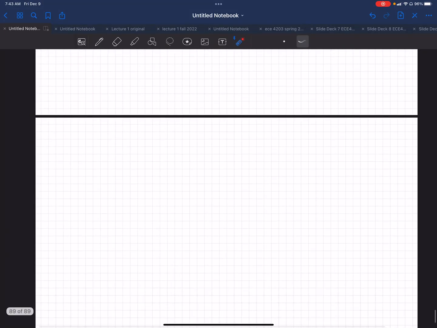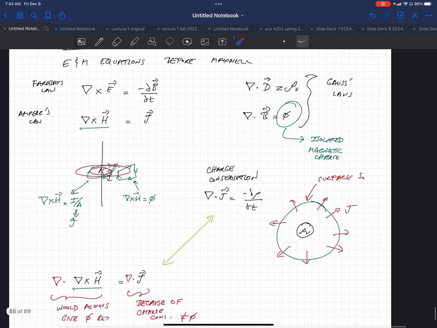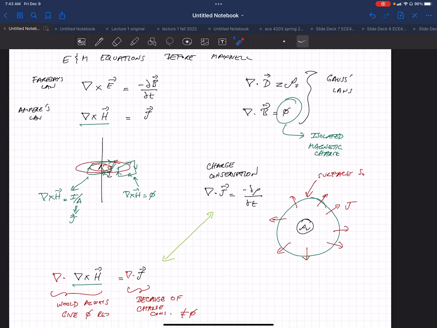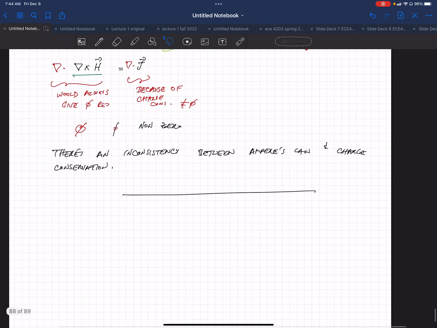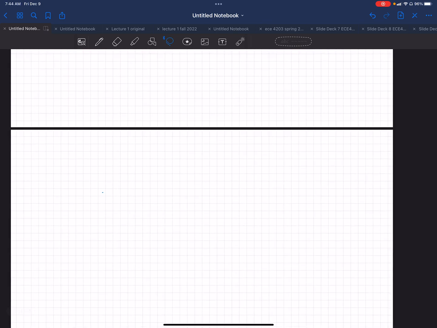All right. So now, given that we think that charge conservation has deeper roots than Ampere's law, we're going to start with it to try to figure out how to adjust Ampere's law. So let's grab the charge conservation equation. Okay, so still we start with that.